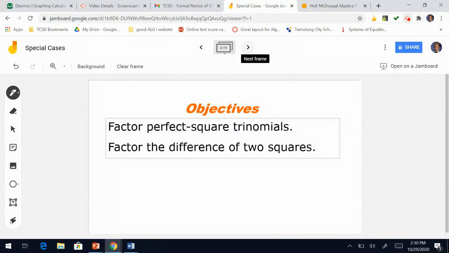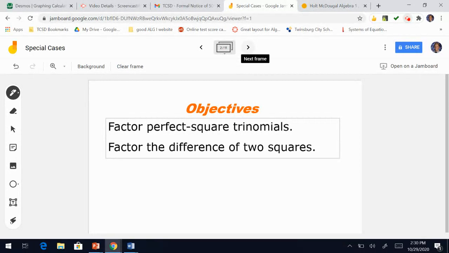The objective: factor perfect square trinomials and factor the difference of two squares. So today is the day that we're going to say, yeah, I did this today, right? I factored perfect square trinomials. That sounds like a very big, bold topic that you learned, and you should be impressed by it. And to be honest with you, you should be impressed because you're doing Algebra 1 at a high level here.